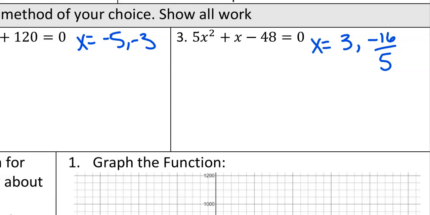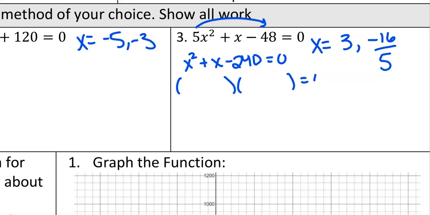So if I slip 5 to the end and multiply to -48, we have x squared plus x, and this is -240 equals 0. So we got to find pieces that multiply to give us -240, but also add to give me a +1. Those numbers are -15 and +16.